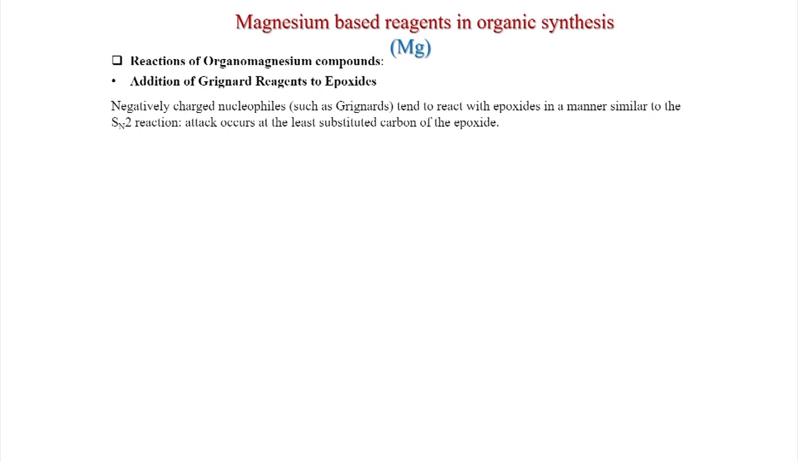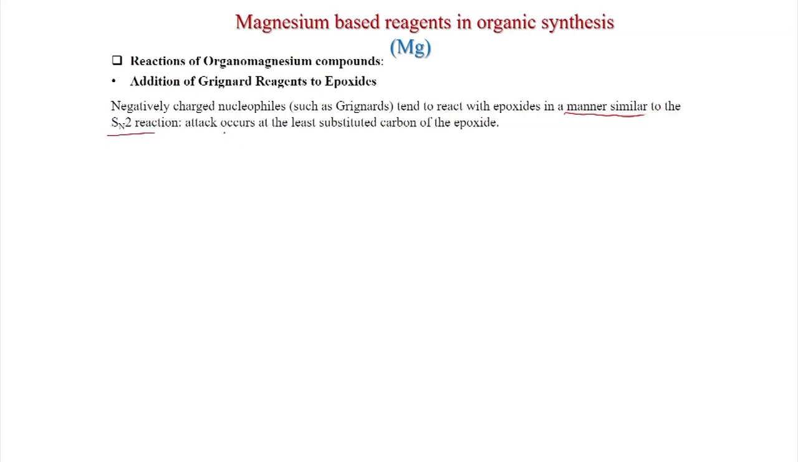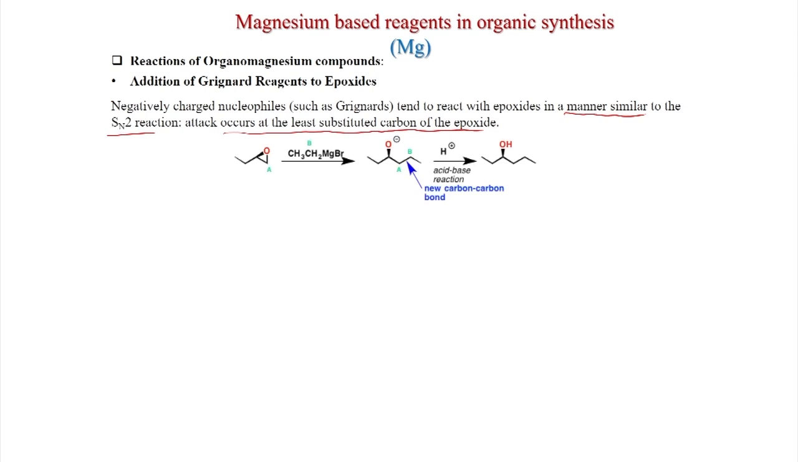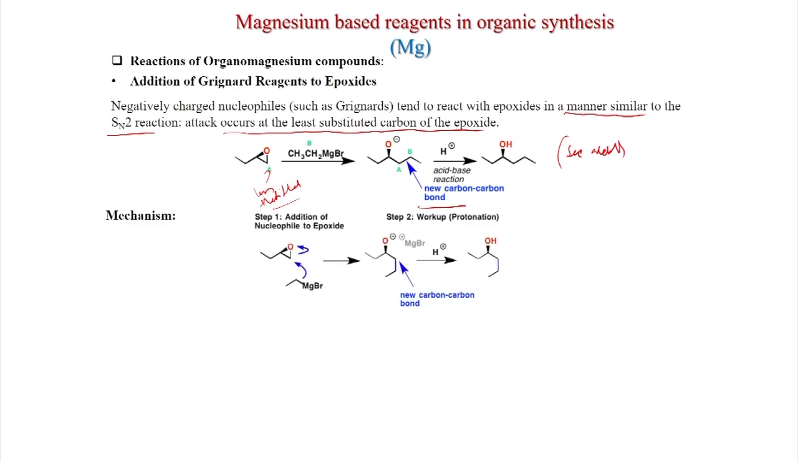Now, more details. Negatively charged nucleophiles such as Grignards tend to react with epoxides. In a manner similar to the SN2 reaction, attack occurs at the least substituted carbon of the epoxide. Like here, this epoxide, this is the less substituted, this is more substituted. And now, if you use ethyl magnesium bromide, the attack will happen at this less substituted carbon, with new carbon-carbon bond formation, and now after acid treatment you get the secondary alcohol.